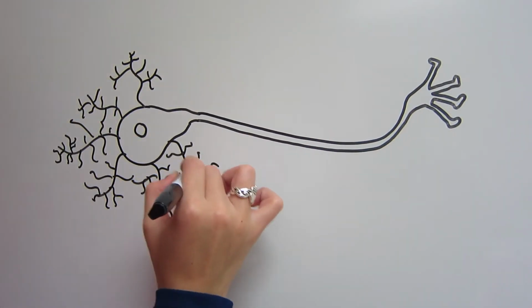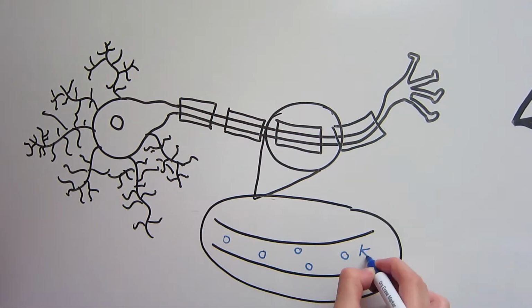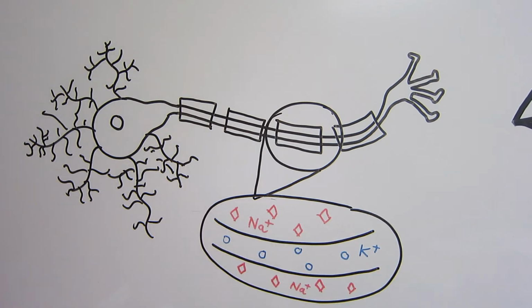The sodium-potassium pump transports 3 sodium ions out of the cell and 2 potassium ions into the cell against their concentration gradients. This is an essential mechanism for neural communication because it sets up the cell for resting membrane potential.